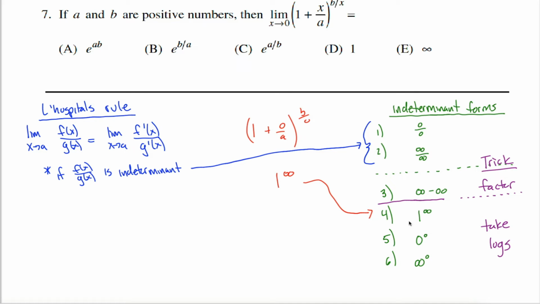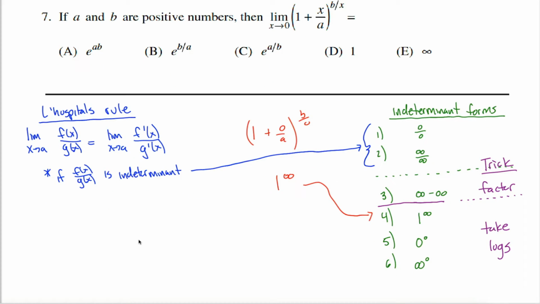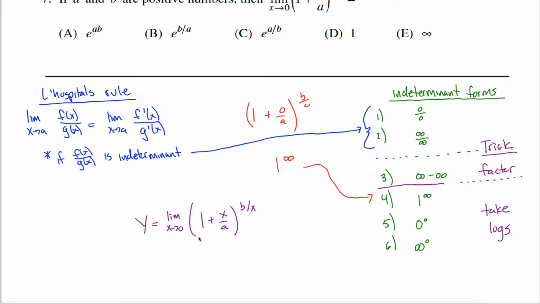What do I mean by that? Well, really what we're going to do is take the log of both sides of the equation. And you're like, wait a minute, I don't have another side of this equation. I'm just trying to evaluate this expression. Well, what we'll do is we'll give this expression a name. I usually choose the letter y. So y equals the limit as x approaches 0 of 1 plus x over a raised up to the b divided by x power. By giving this thing a name, I now have two sides of an equation, so I can take the log of both sides of the equation.